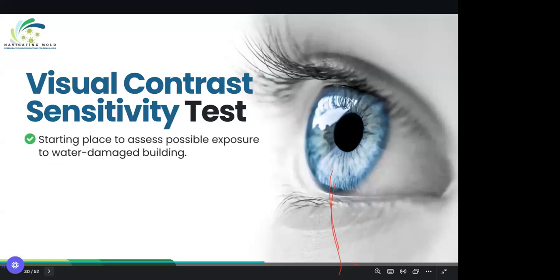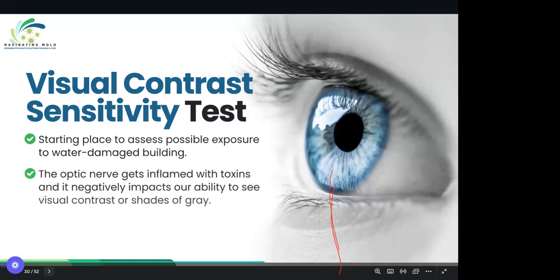The VCS test was also designed by Dr. Richie Shoemaker. It's a wonderful starting place to see if somebody's potentially dealing with water damage. The test is an online computer test. It is $15 to take, so very inexpensive. The optic nerve of the eye gets inflamed when we're exposed to toxins. And basically, you're looking at lines that are different shades of gray, and they're going to the left or the right. Most everybody I've ever worked with, including myself, failed the test, but it's a wonderful way to track your progress because you'll see improvement.